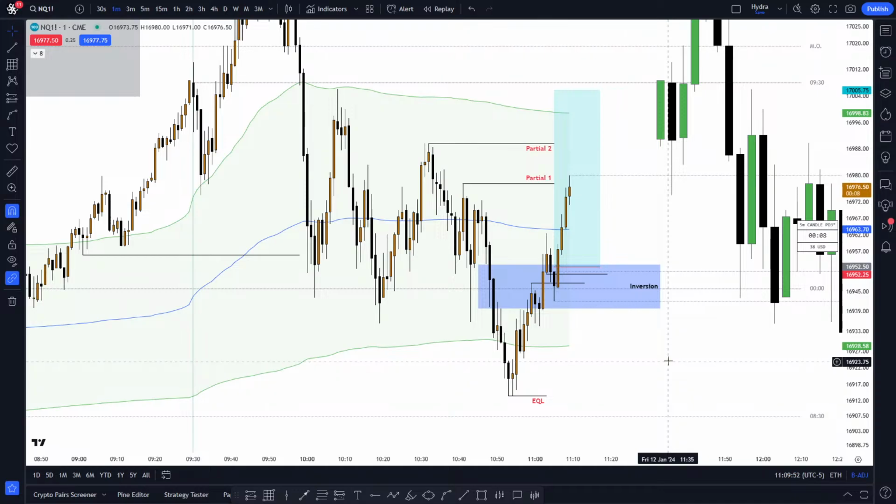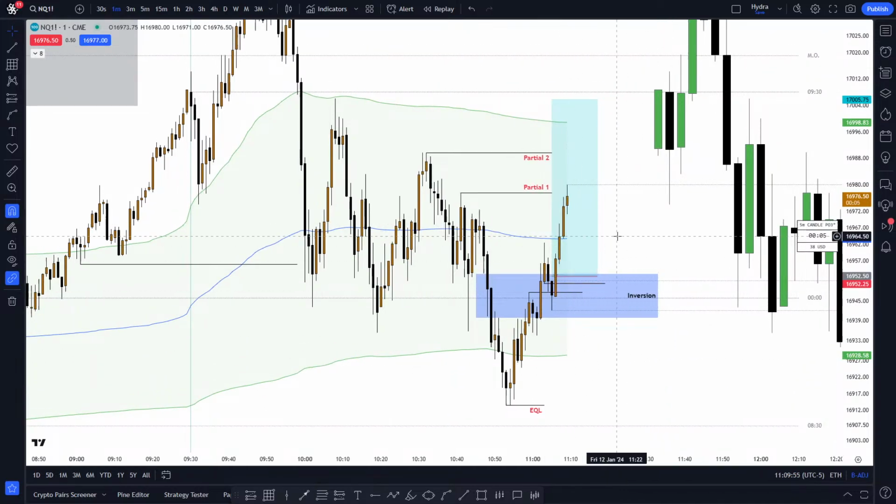Yeah, VWAP is average price. Like, how do you use it? How do you get the signal to enter in a trade?